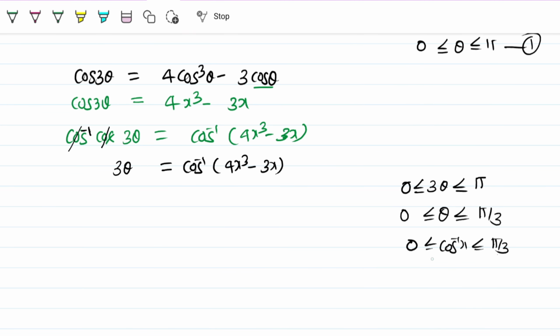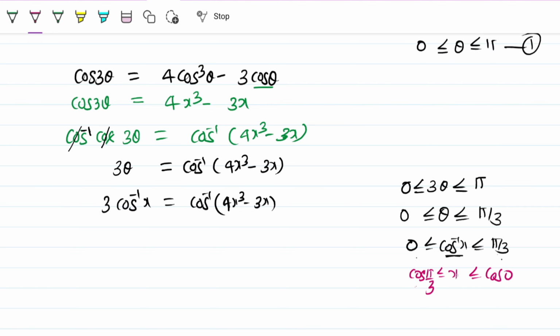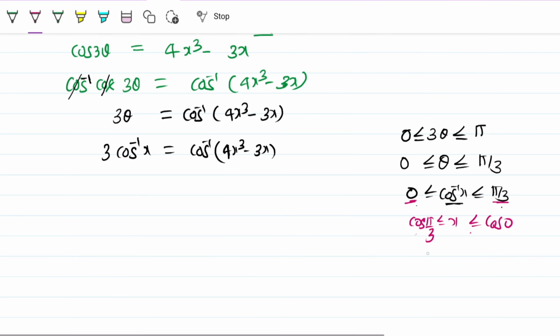From 0 to pi by 3, it is the first quadrant. In the first quadrant, cos inverse is a decreasing function, so 3 theta means cos inverse x, cos inverse (4x cube minus 3x). Then what is x? x is greater than or equal to cos pi by 3 and less than or equal to cos 0. Why am I writing this? Because cos inverse is a decreasing function, so the minimum value is this and the maximum value is this. Cos pi by 3 is 1 by 2 and cos 0 is 1. So this is true when x is greater than or equal to 1 by 2 and less than or equal to 1.